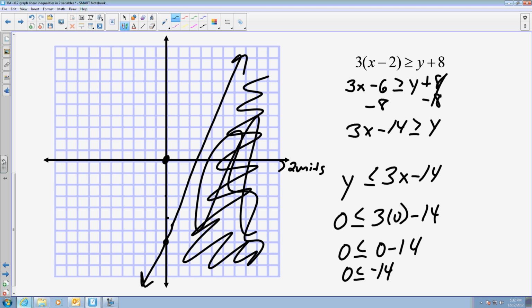And that is solving linear inequalities with 2 variables. This helps. Until next time.